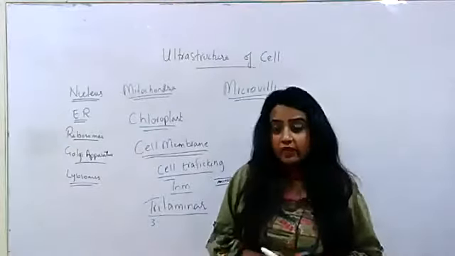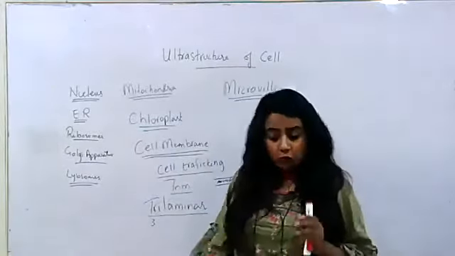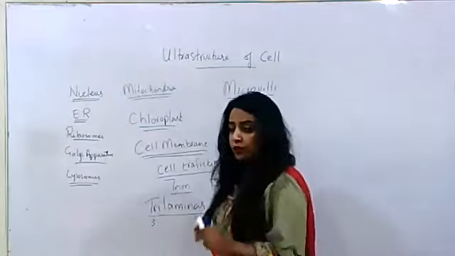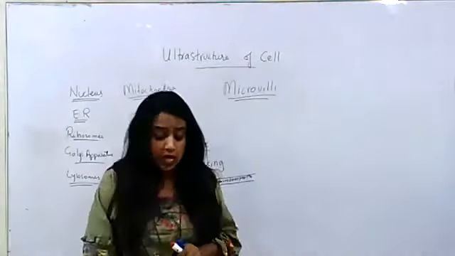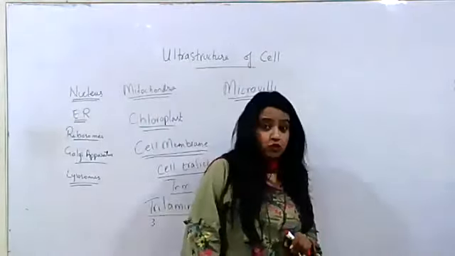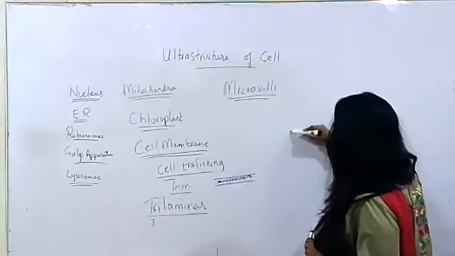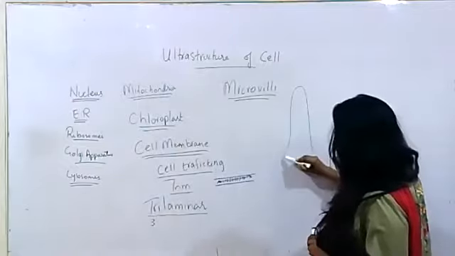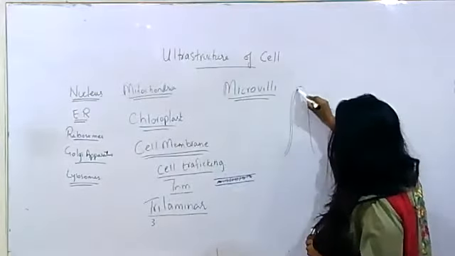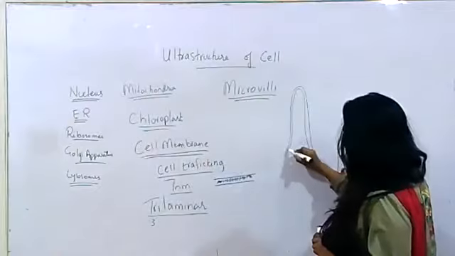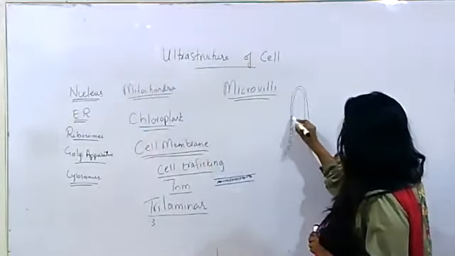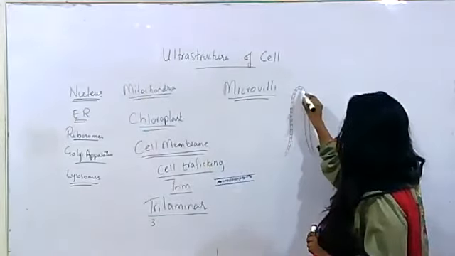The next is microvilli. If you remember villi, then you may remember microvilli. Villi were the infoldings present in the small intestine, right? In the ileum part, for the absorption of the food, right? Now, if you studied that ileum carefully, you might remember that the thickness of the ileum was 1 cell thick, right?